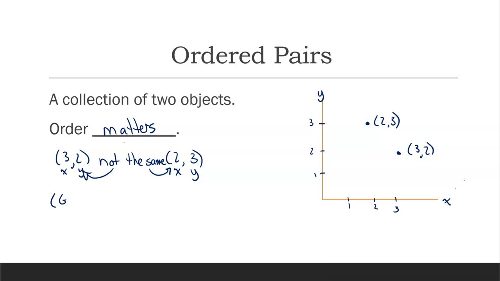Now, you could also have ordered pairs that are not just numbers. You could have ordered pairs that are also words. So, for example, you could have George, Toronto. Maybe that represents a person and where they live. That cannot be represented on a graph, but it is still considered an ordered pair.